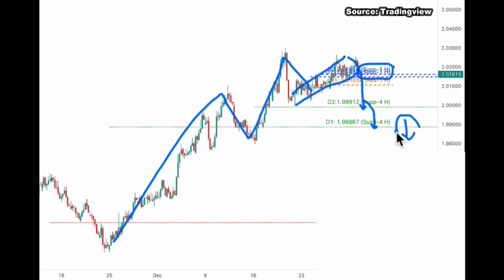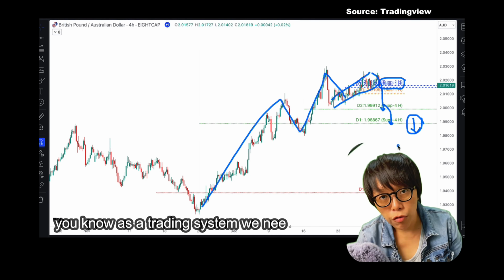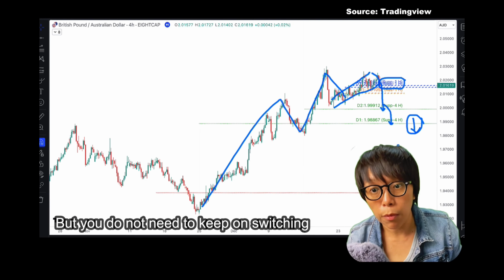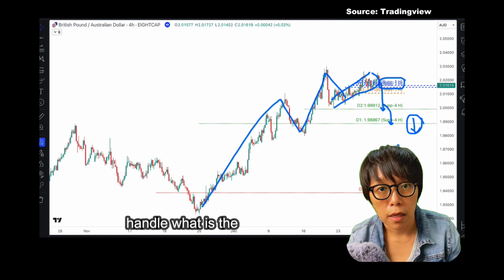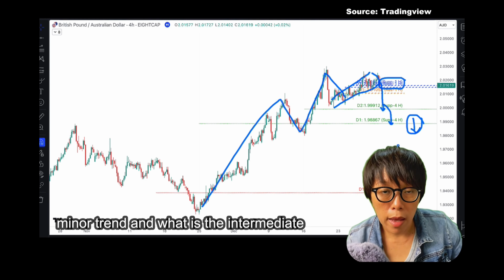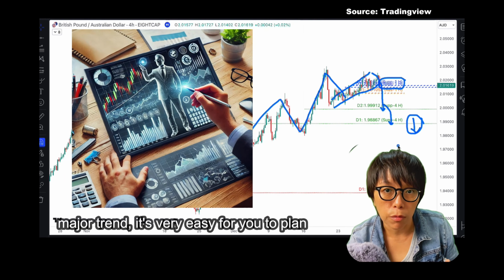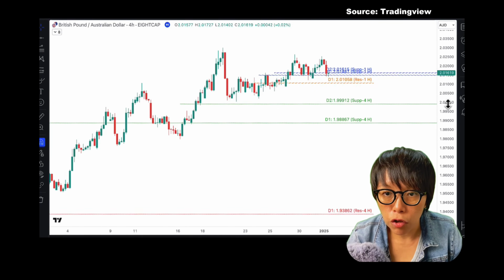But if price is to close below the two green levels here, then I'll be looking at a more major price movement. So this is how, as a trading system, we need to handle multiple time frames, but you do not need to keep on switching, because if your system can handle what is the minor trend and what is the intermediate or major trend, it's very easy for you to plan a trade. All right, so where do I put in a trade?